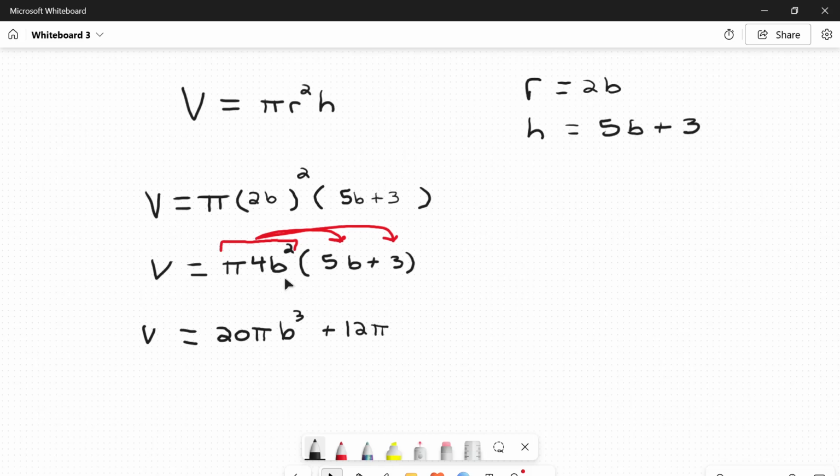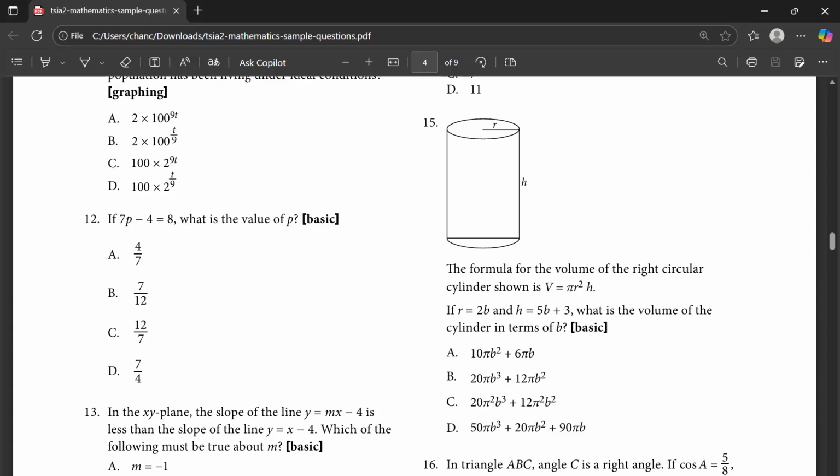That b squared is still being multiplied. I can't combine it with any other b's like I did before, so that's just going to be b squared. So we're left with 20 pi b cubed plus 12 pi b squared. That is our answer choice here, part B.